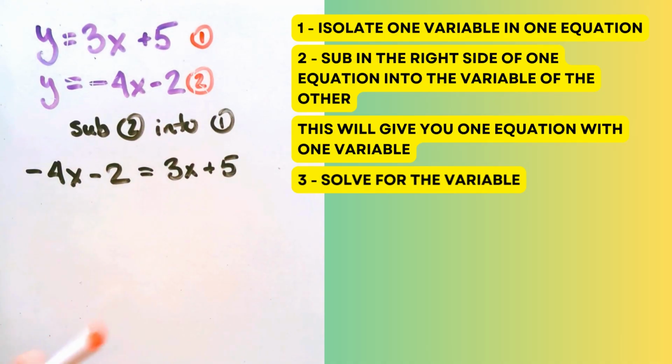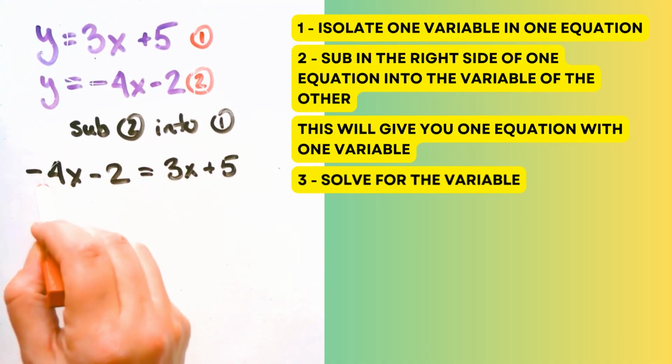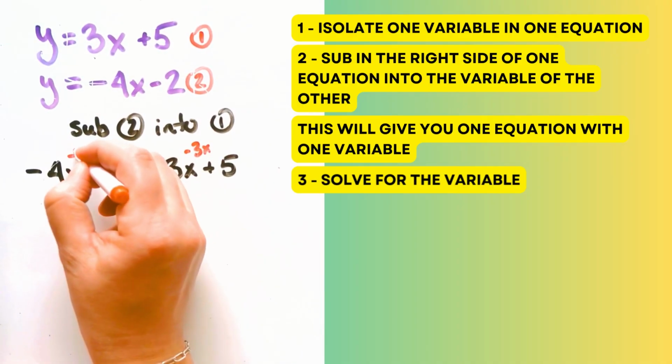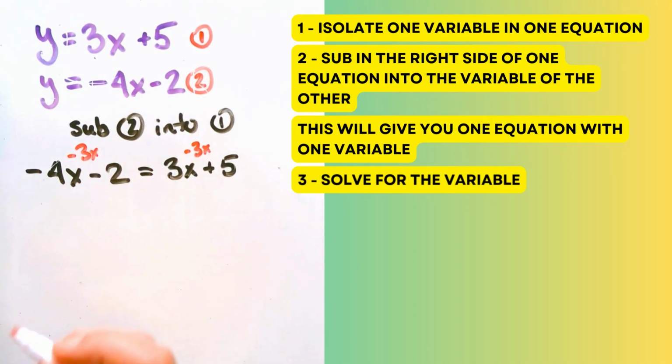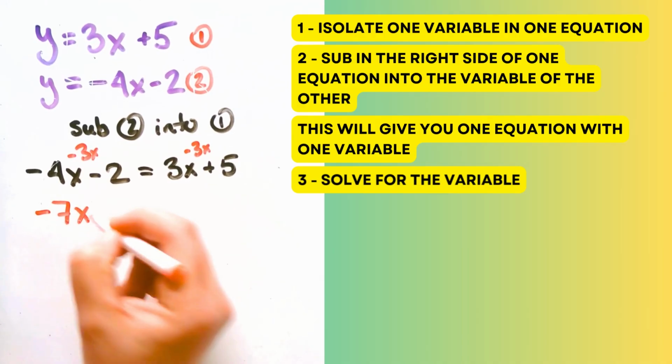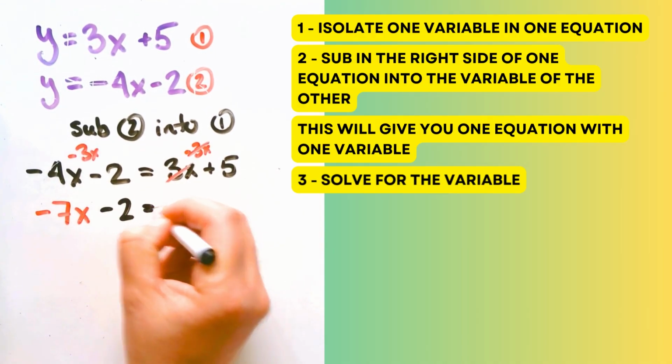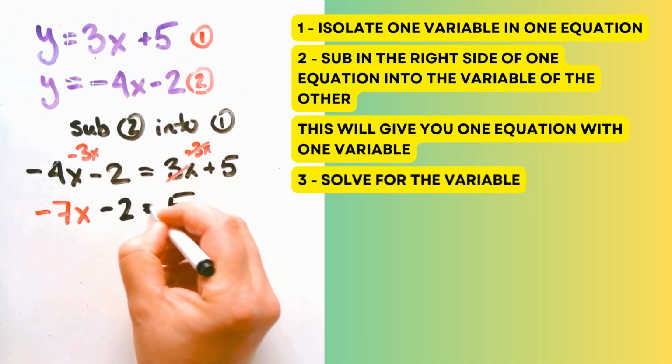How I like to do it is bring everything with the variable, with the x, onto the left side, right? Here I have 3x, so I'm going to subtract 3x from both sides. This is how I like to show it. Negative 4x and negative 3x makes negative 7x, right? This crosses out. Minus 2 equals 5, right?